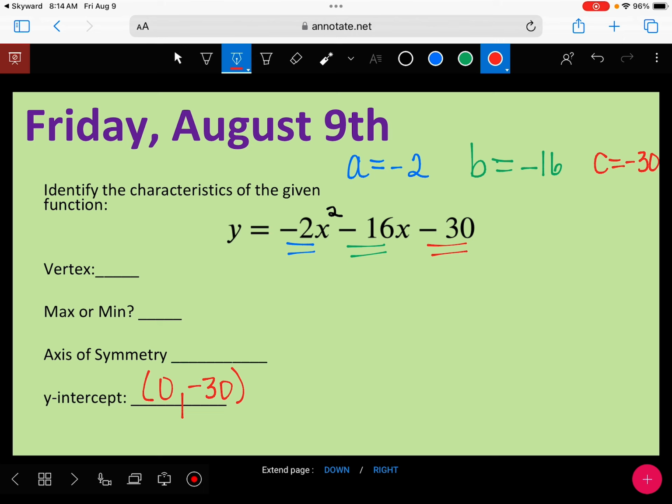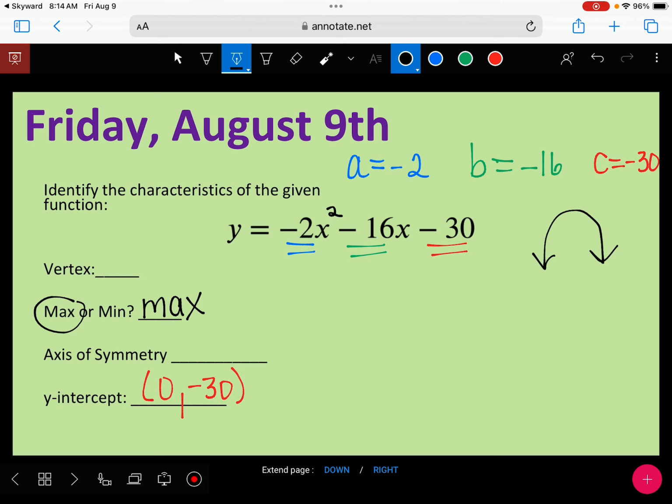Raise your hand if you think this is going to be a smile. Who thinks it's going to be a frown? It is going to be a frown. How do we know that, though? Negative. Which one is negative? Which one do we look at? A, B, or C? A. Yep, just A. So because A is negative, we know this is going to be a frown, which means it's going to have a max. Frowns have a max. Smiles have a min.